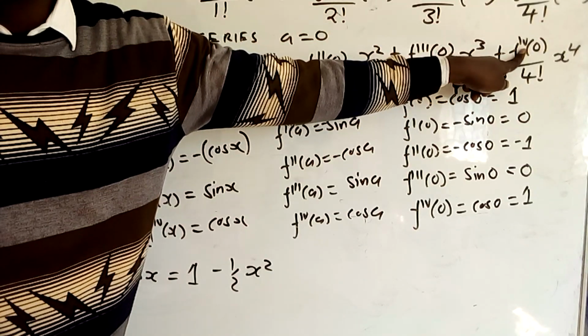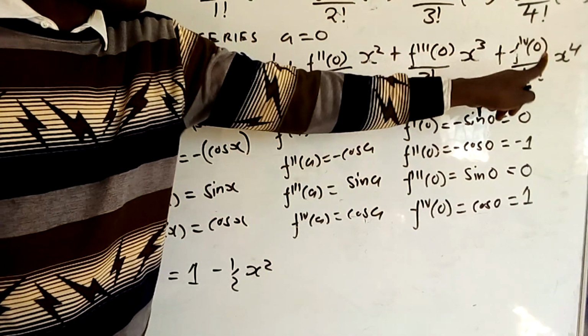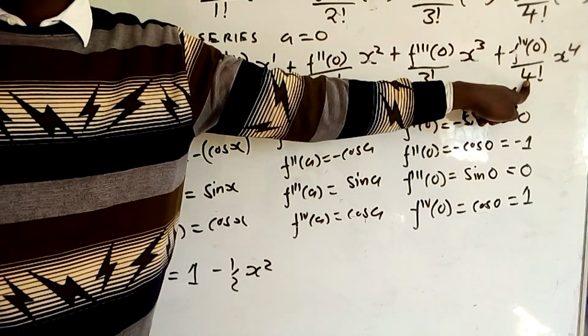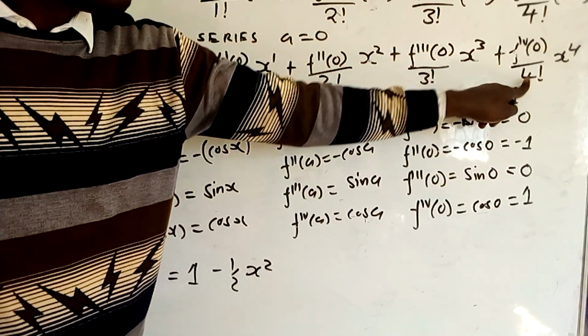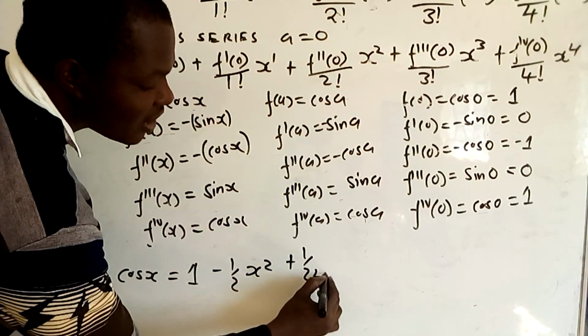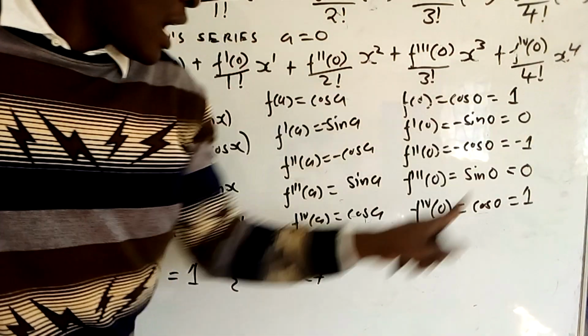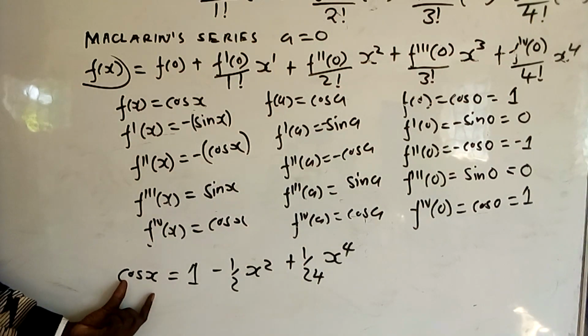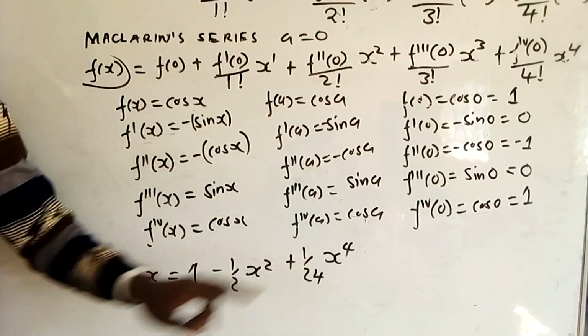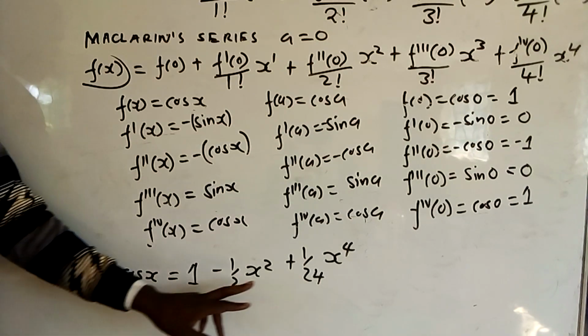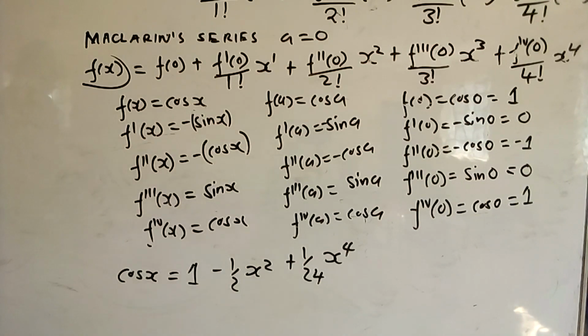Then you go here, the fourth derivative of 0 is 1. So you have 1 over 4 factorial. What is 1 over 4 factorial? 4 factorial is 24, so it is plus 1 over 24. Then your x is raised to power 4. So have you seen, you found the expansion of cos x up to the term in the fourth power of x. Are we together? So that is what they expected you to get in Roman 1.